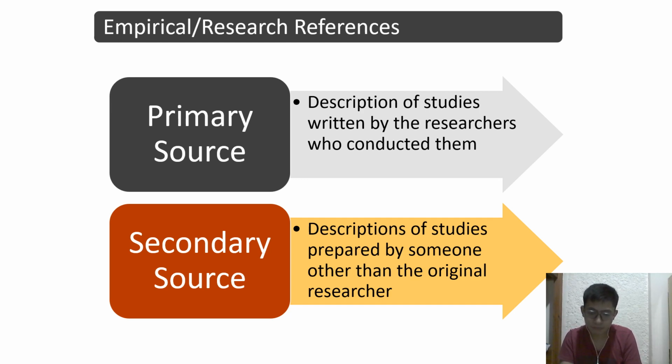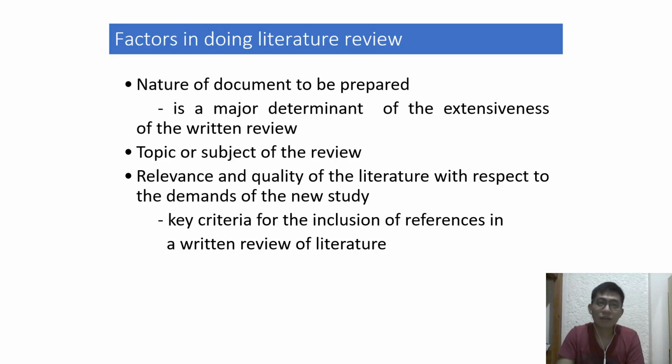Okay, so let's proceed. Factors in doing literature review. First is the nature of the document to be prepared. Is it a major determinant of extensiveness of the written review? We do research first from the global perspective until, if you can reach your city level, that's very good for you to have comparison. Then analysis and topic or subject of the review.